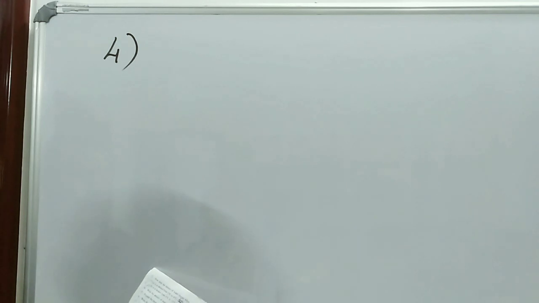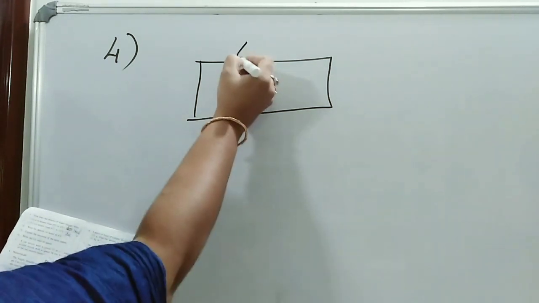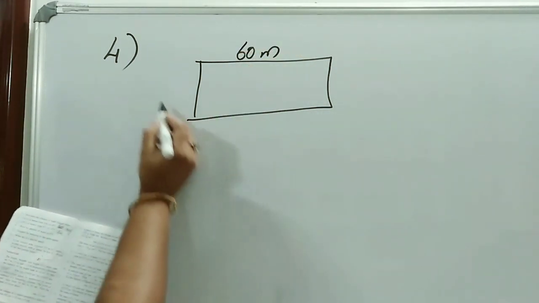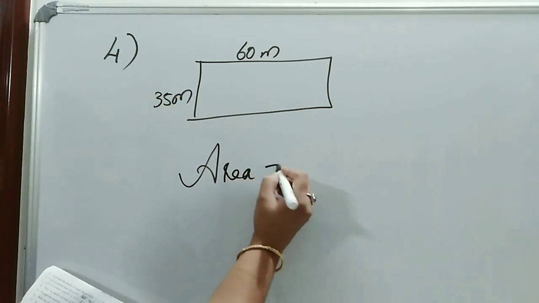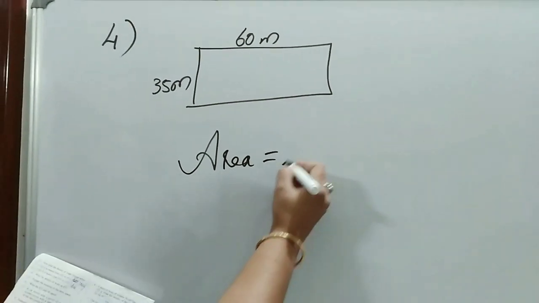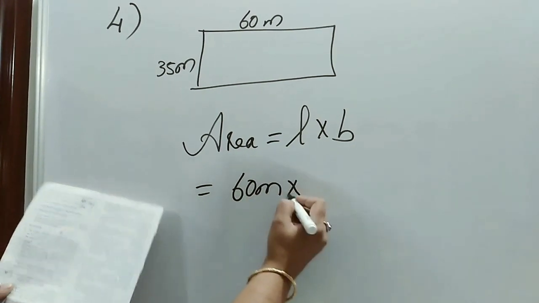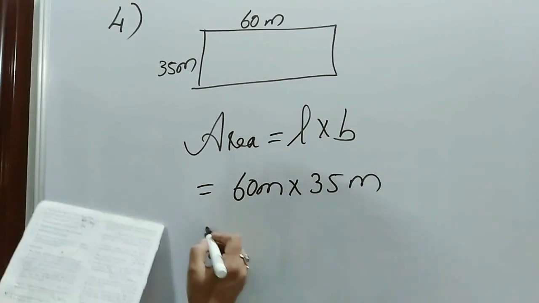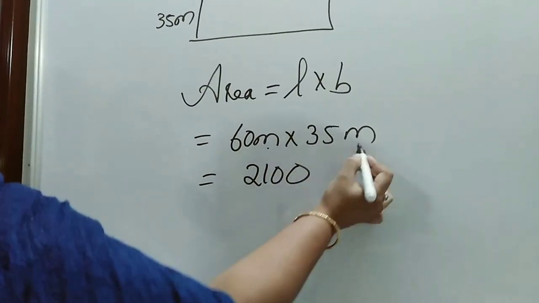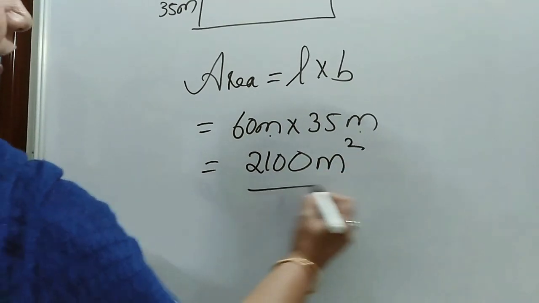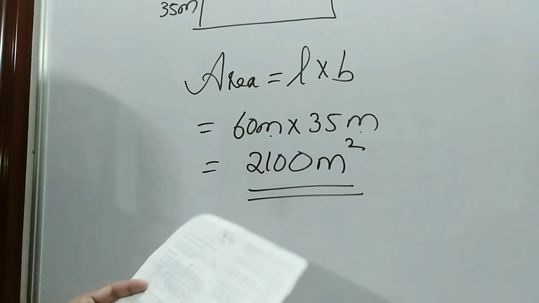Next, question number 4. A rectangular field. So they are showing a rectangular field of length 60 meter and breadth 35 meter. Find the area. The formula for the area of a rectangle is L into B, length into breadth. We can just calculate 60 meter into 35 meter. You will get 2100. Meter into meter, meter square. So the area of the field is 2100 meter square.